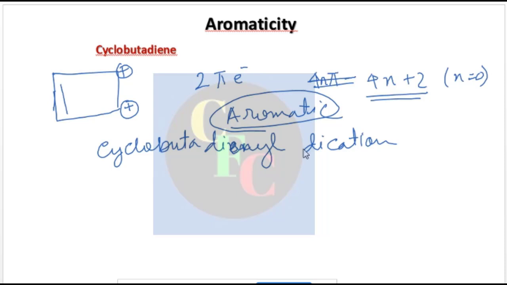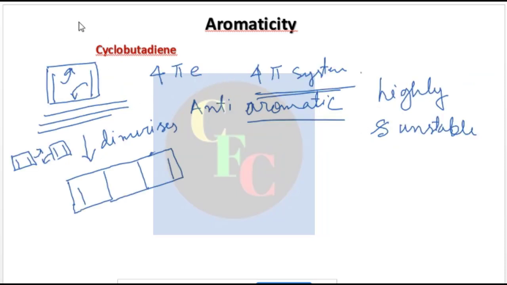One more point to note, that this cyclobutadiene is not square. This is not square, right? It has different bond lengths. Like in benzene, all the 6 bonds are similar, right? They are of the same length, because you cannot distinguish between them, they are resonating. But here you have 2 different kinds of bonds in cyclobutadiene, right?